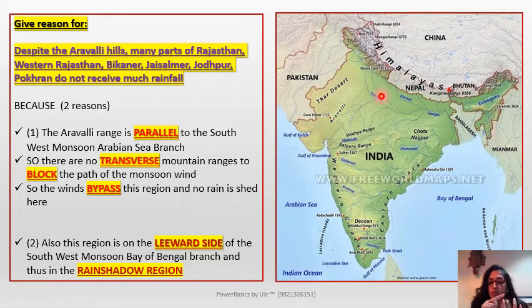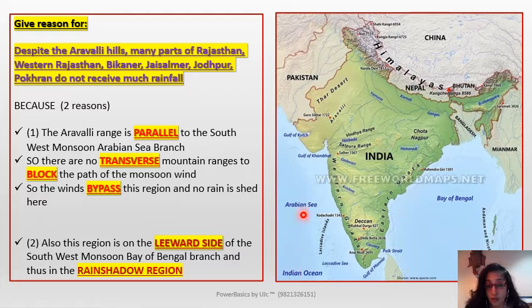Parallel, transverse, block and bypass. Four important words you must use in the answer. Also, this region is in the leeward side of the southwest monsoon Bay of Bengal branch. This whole area, this huge part of Rajasthan, is in the leeward side of the Aravalli Hills when it comes to the Bay of Bengal branch of the southwest monsoons.